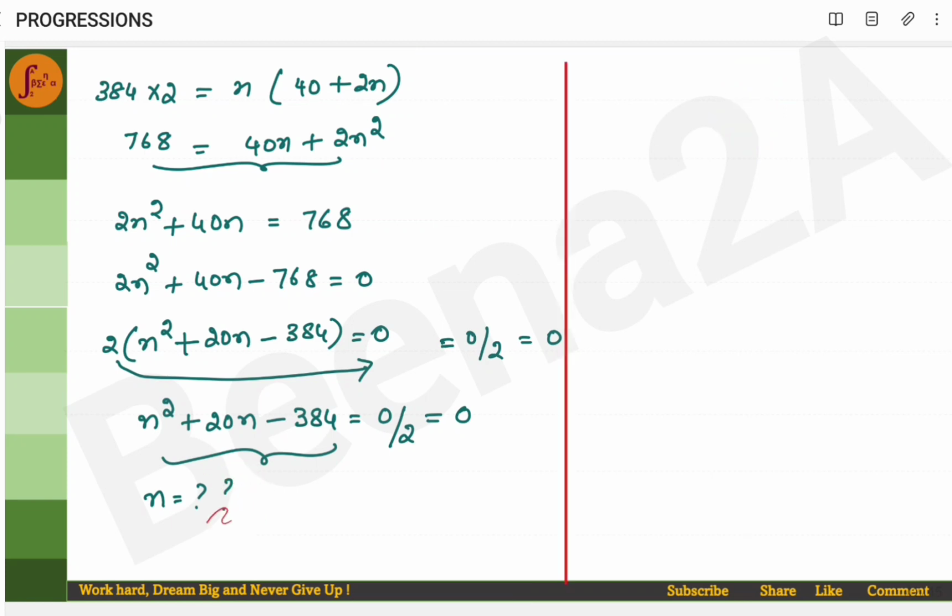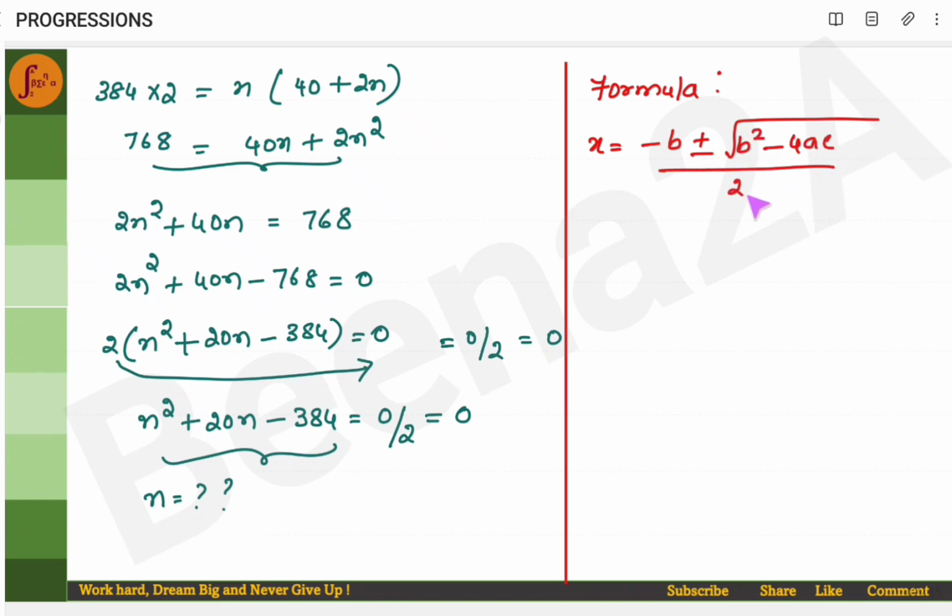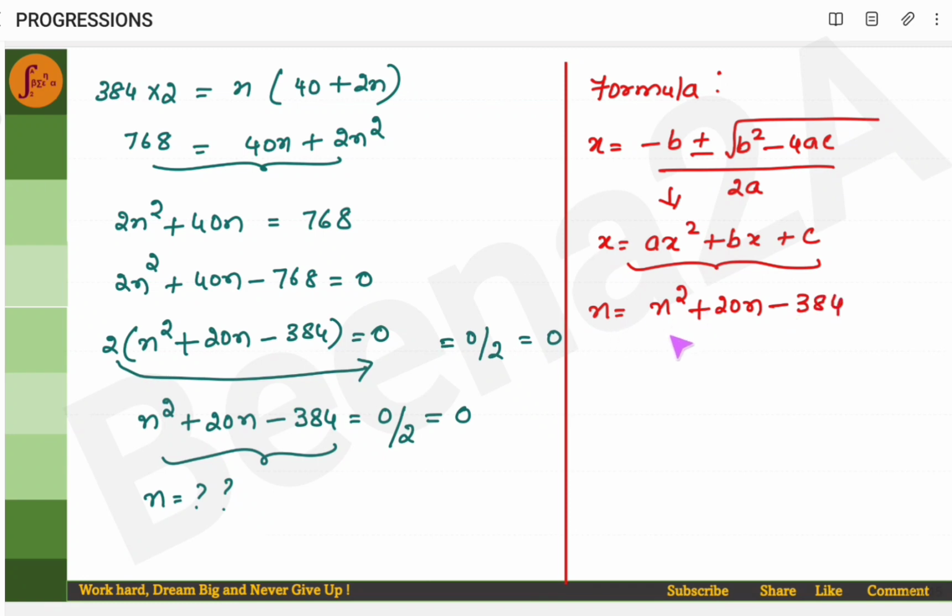I'll have to solve this using the formula method, right? What does the formula method say? X is equal to minus b plus or minus square root of b square minus 4ac, by 2a. This is for what kind of equation? It is for ax square plus bx plus c. If the equation is of this form, then you have to use this formula. Now what do we have? We have n square plus 20n minus 384. This is the equation that we have.